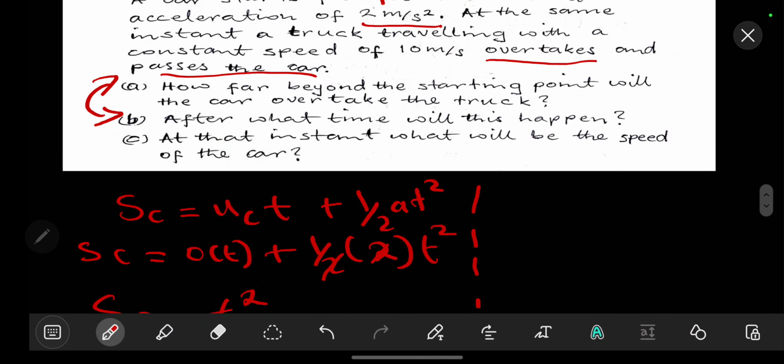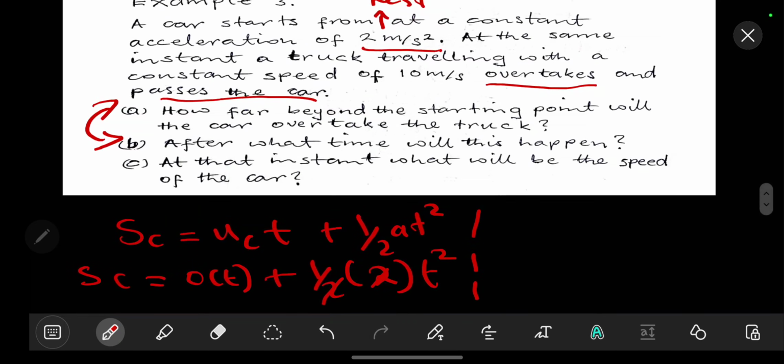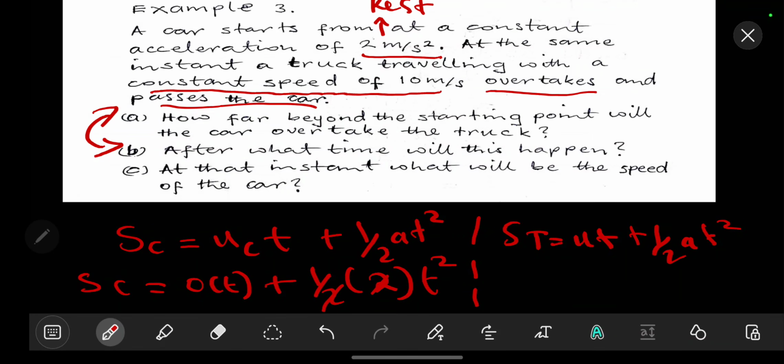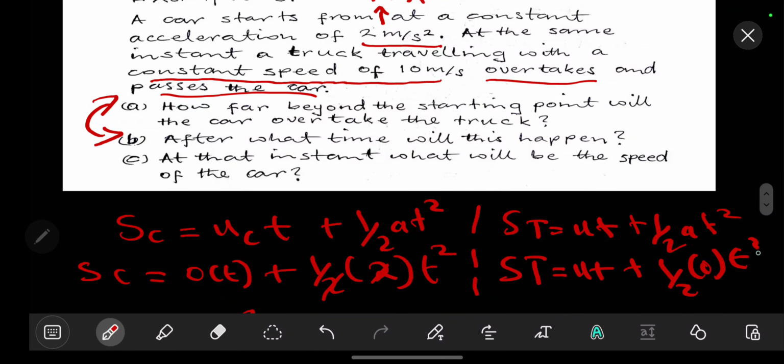Then we look at the other equation and see what it will give us. So the truck's displacement shall be equal to ut plus half at squared. Now it says that it is traveling at constant speed. When the speed is constant, the acceleration is equal to 0. So we have st should be equal to ut plus half, then we have 0 by t squared. So all of this will become 0.